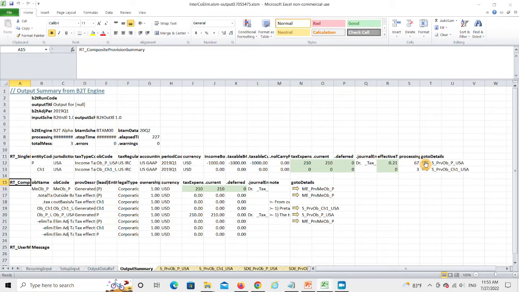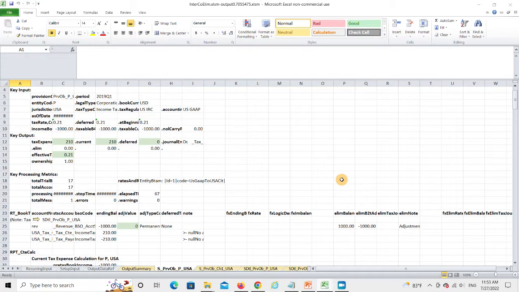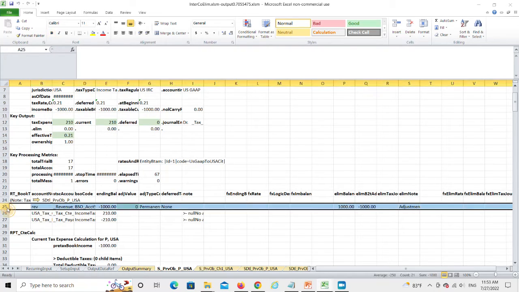So let's go to P's provision sheet and pay attention to the elimination calculation part of the result. So we have a revenue account, okay? And we have that ending balance. We have no book to tax adjustments. But on the elimination side, we see we have an elim balance to cancel, to undo the intercompany transaction, okay?